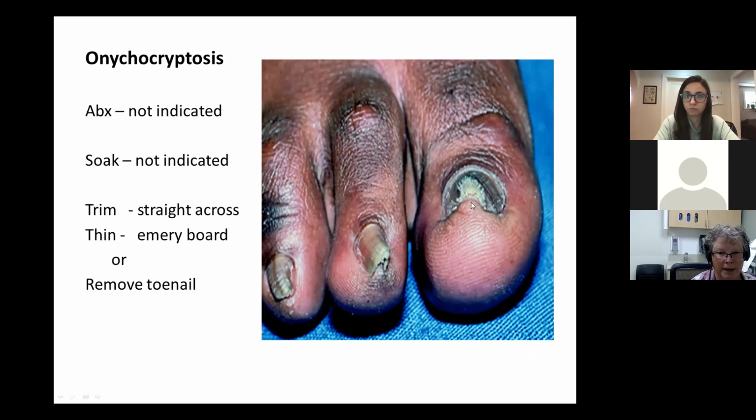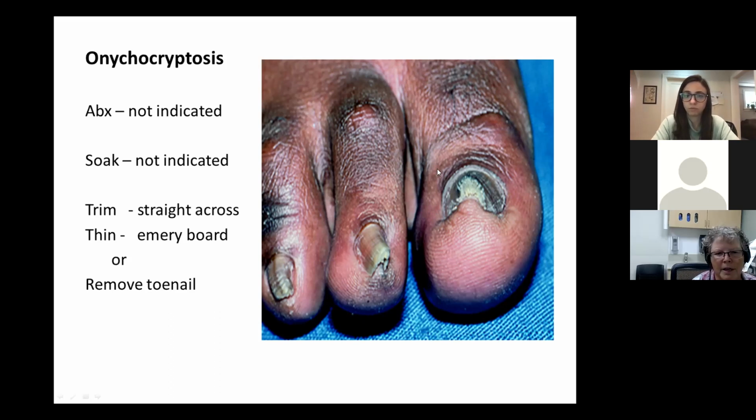Antibiotics are not indicated. There's really no bacterial infection to treat with an antibiotic. Soaking will not change this. You want to trim the toenail straight across. You can thin some of the deformity of that nail plate with an emery board. Just that will take away some of the pressure along the skin folds, which is what the patient's experiencing, there's a lot of pinching of the skin folds. You can remove the toenail.